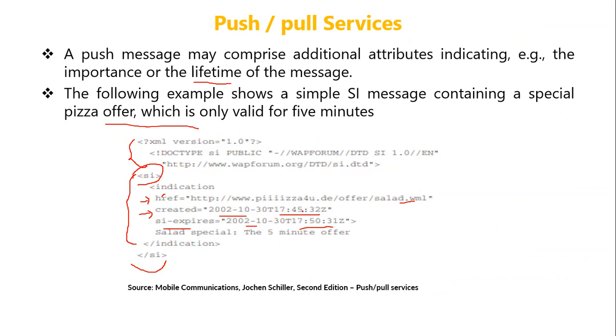So it means this service is valid only for 5 minutes. Maybe they are offering pizza freely or at a very low cost, but the service is offered only between these 5 minutes. This is how it can be implemented using WML. So that's it about the push and pull services, and about this particular topic.